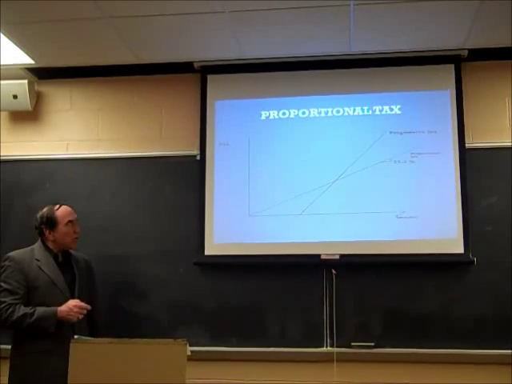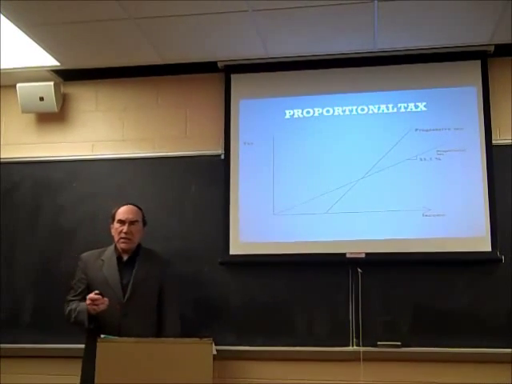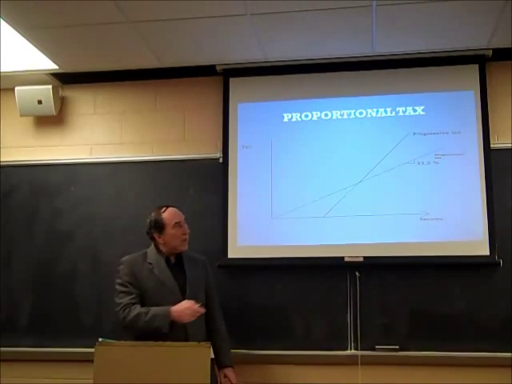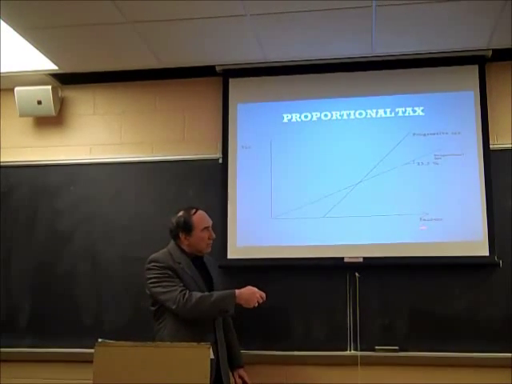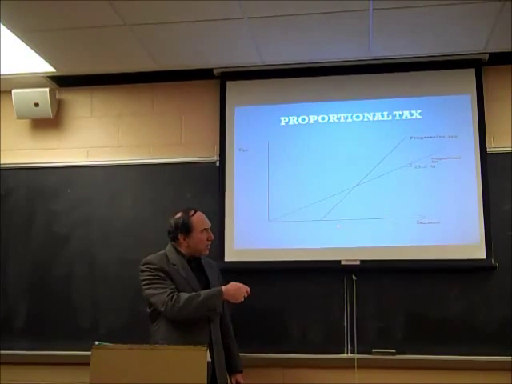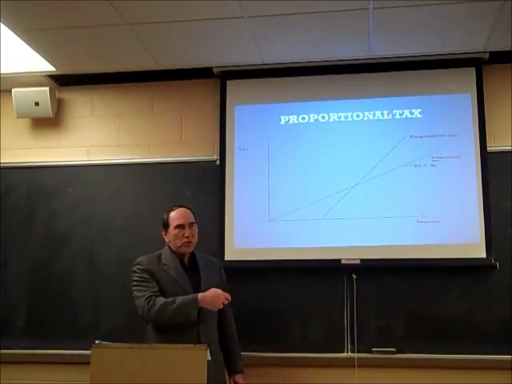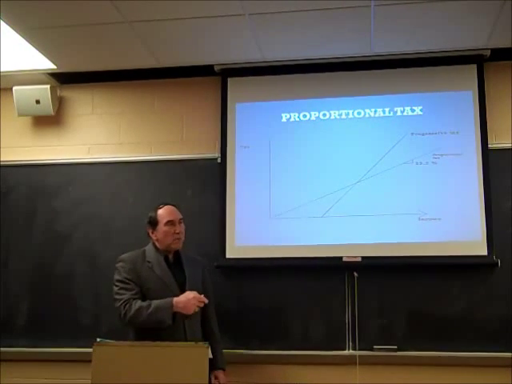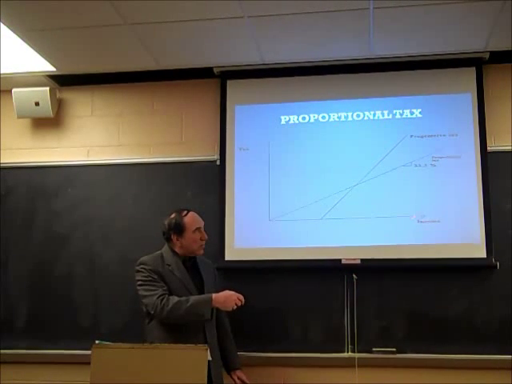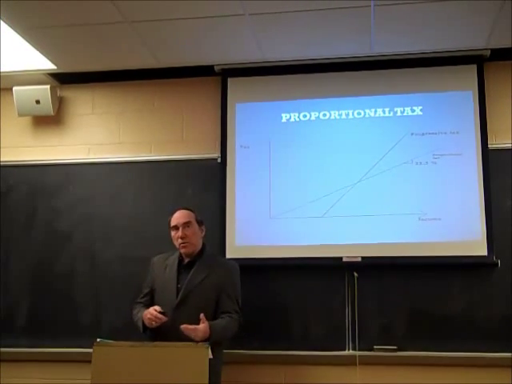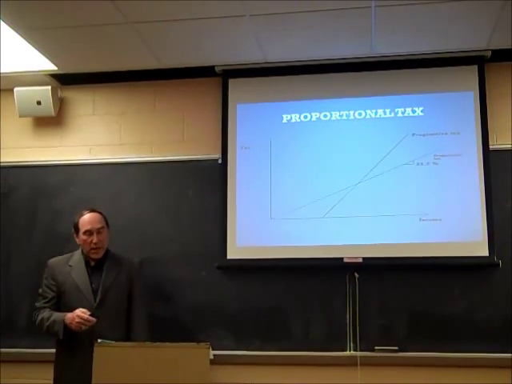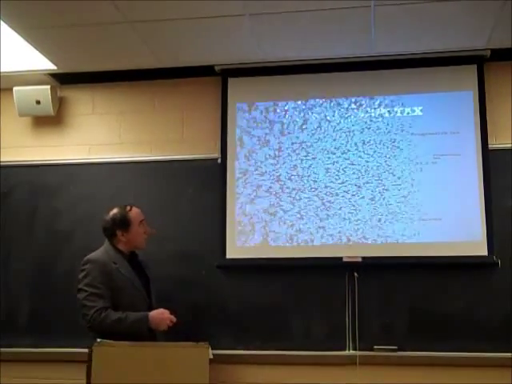Okay, proportional. I would contend that sales tax is proportional, meaning that the more a person makes, the more they spend. And it's probably not directly proportional, it's not perfect. But there definitely would be a correlation between the amount of money that a person makes and the amount a person spends and pays in sales tax. Okay? So that's proportional.